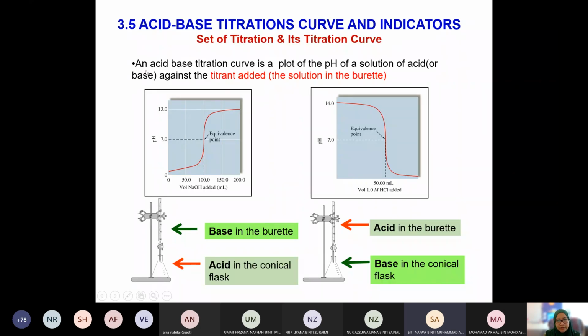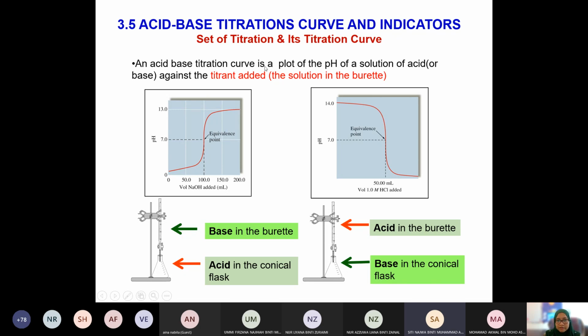Okay, so the set of titration and its titration curve. So this is how your titration curve looks like. Some correction has been made to this statement. Okay guys, please check and do correct your statement in your lecture notes.